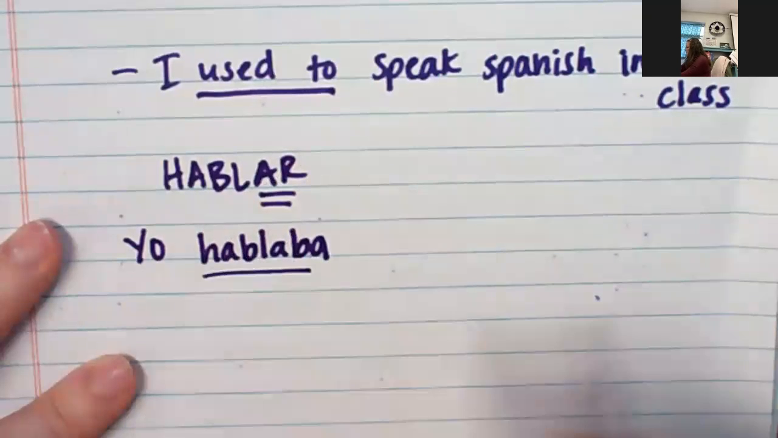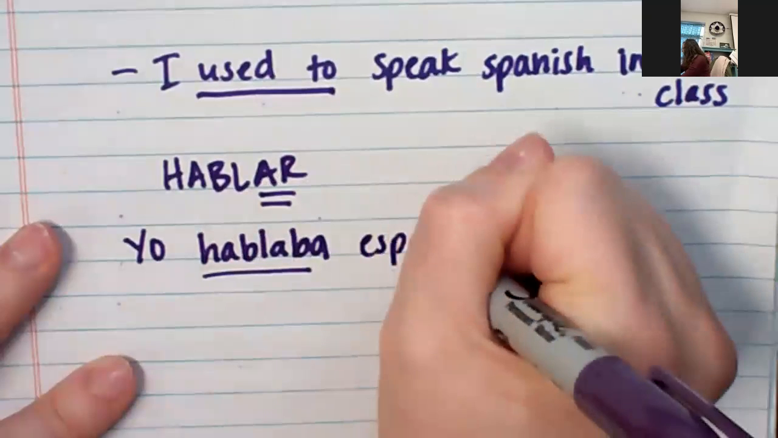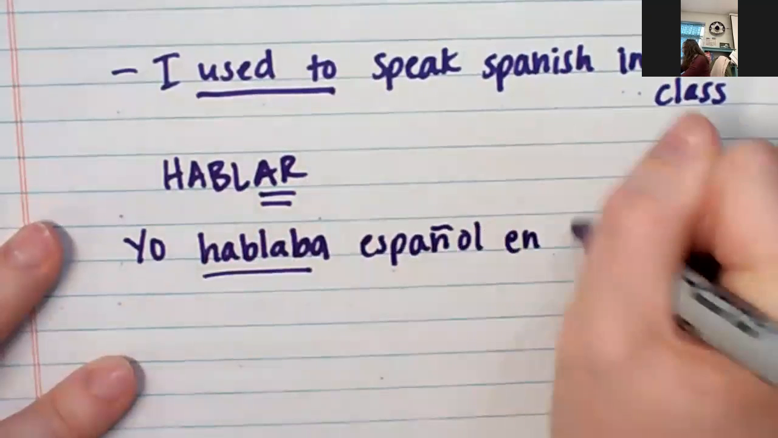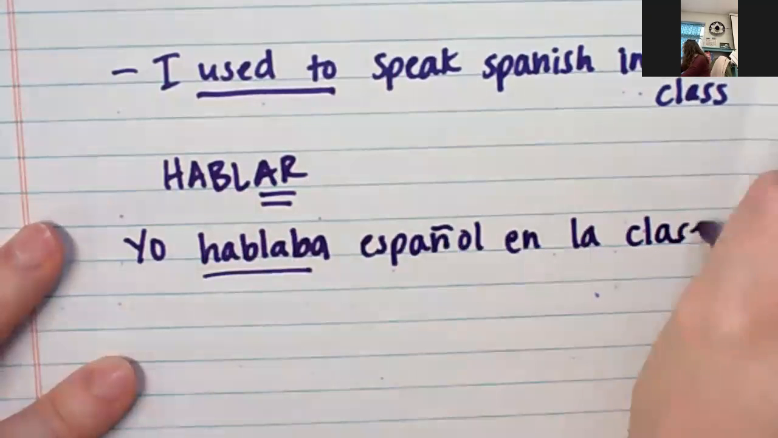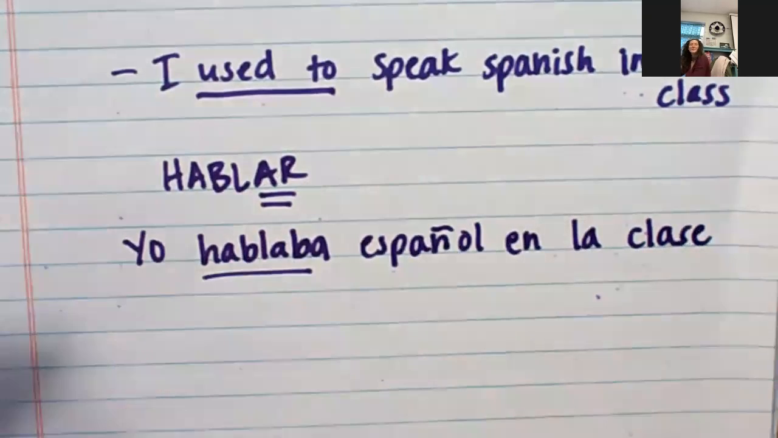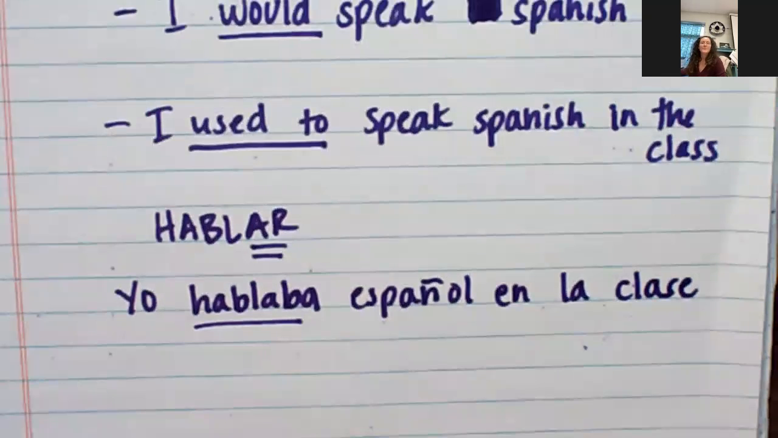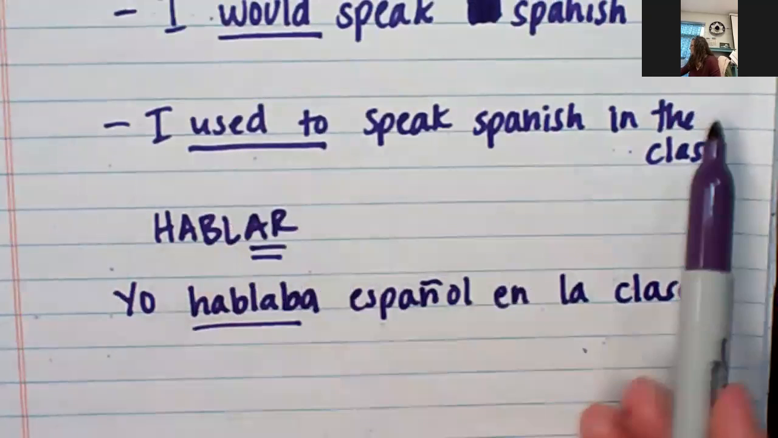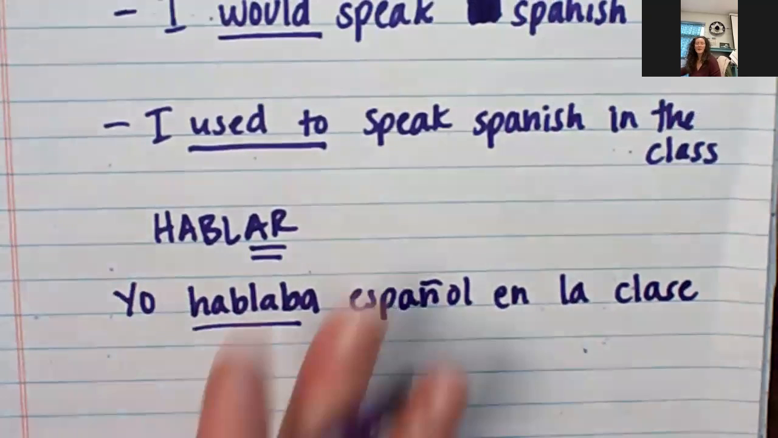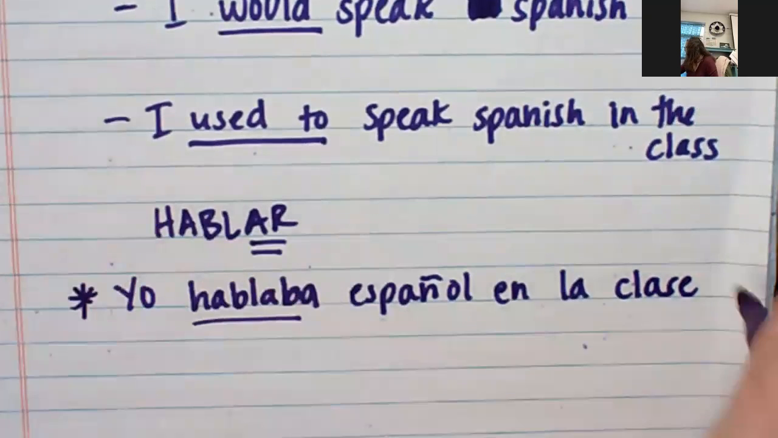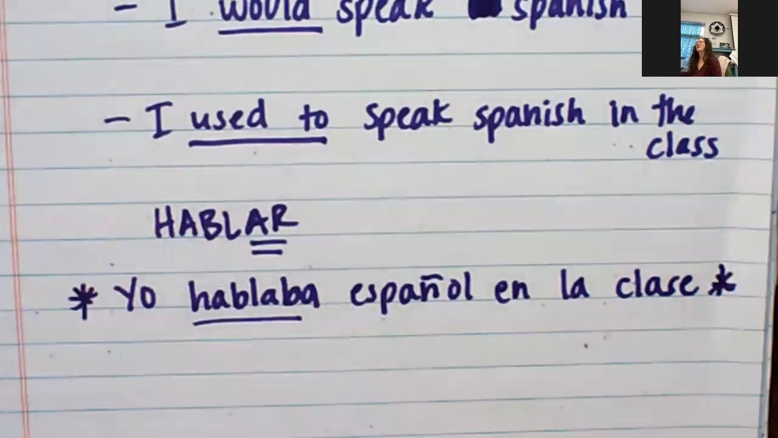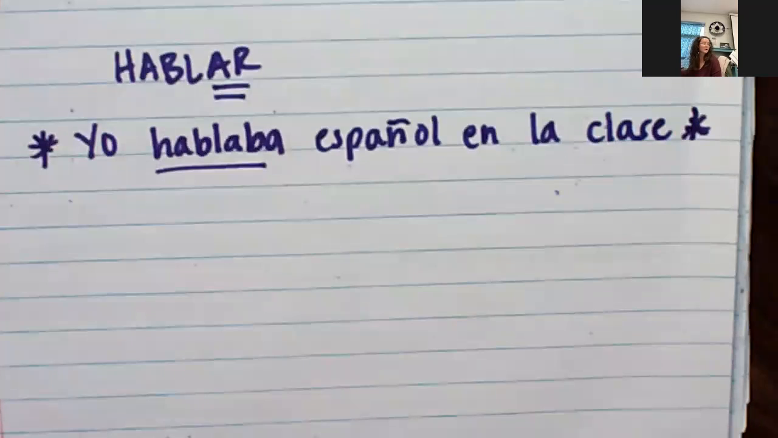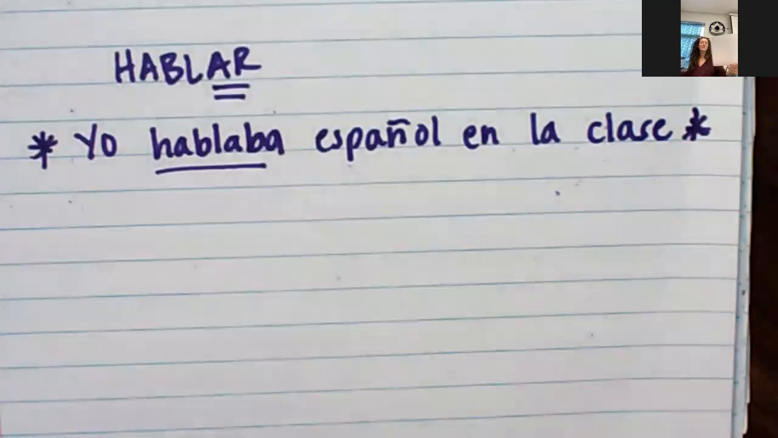Yo hablaba español en la clase. And everyone always says how Spanish is always so much longer than English. Here's an example where it's not. The Spanish version is shorter and slightly more concise than the English. So that's our basic review of those conjugations.